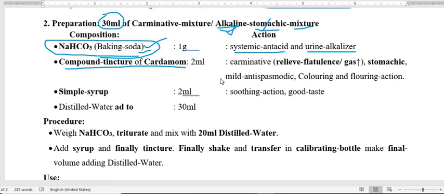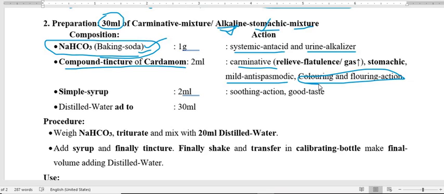The function of this cardamom tincture is to relieve the gas and remove the gas, as well as the removal of the gas is called carminative, and a stomachic, which increases the gastric motility. So the compound tincture of cardamom is not only relieving from the gas and evacuating the gas, but also it is going to increase the peristaltic movement of the GI tract, and therefore this is a mild antispasmodic, coloring and flavoring agent. The cardamom flavor is good, so that is why this is a coloring and flavoring agent.